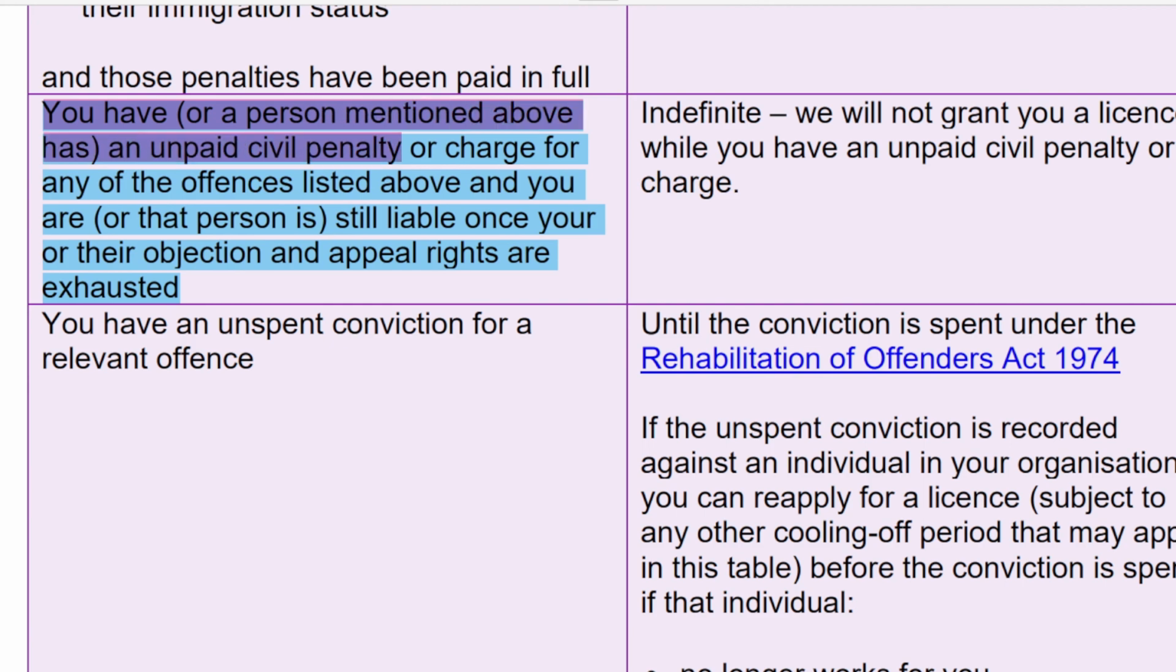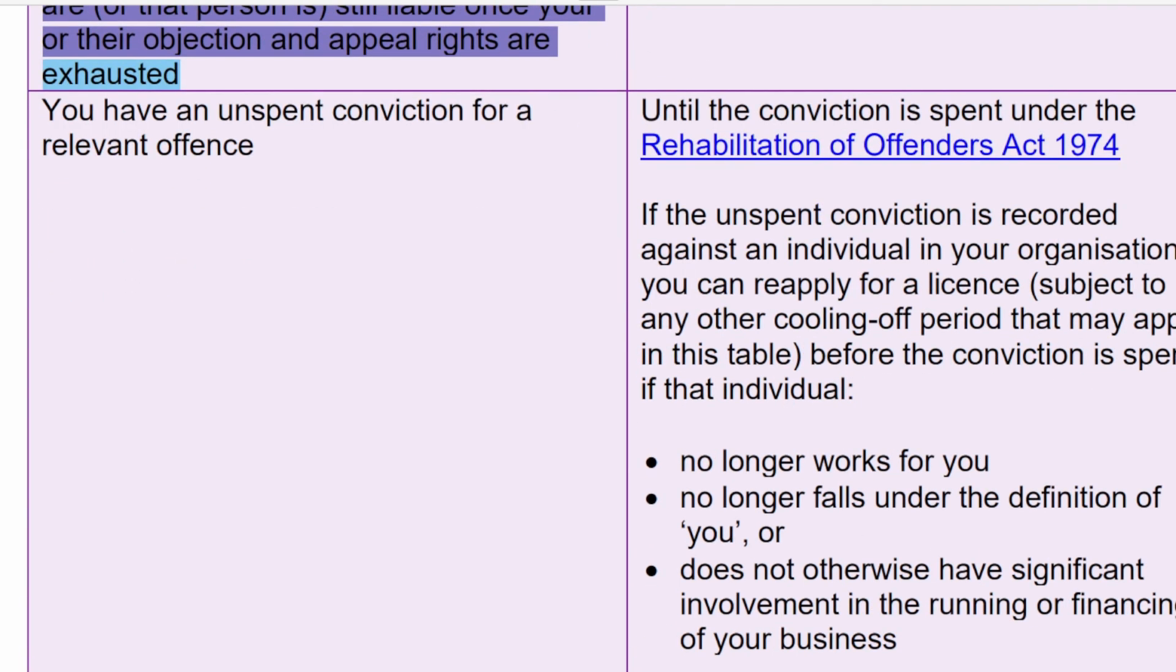You, or a person mentioned above, have an unpaid civil penalty or charge for any other offenses listed above, and you are still liable once your objection and appeal rights are exhausted. Indefinite. We will not grant you a license while you have an unpaid civil penalty. So you must pay the penalty. Minimum, that's the best you can do. Still, you can get a 5 year cooling off period in that case. You have an unspent criminal conviction for relevant offenses: until the conviction is spent.